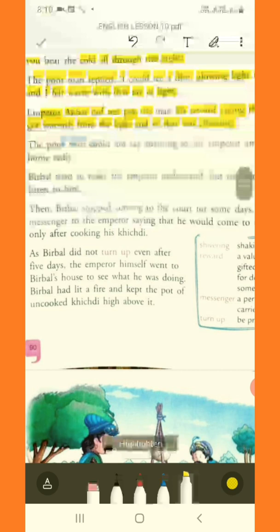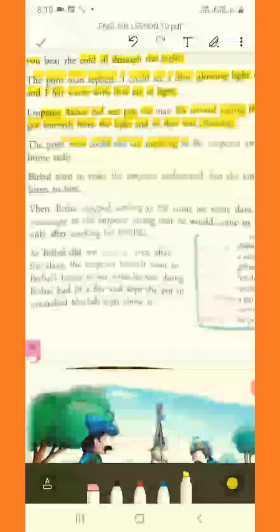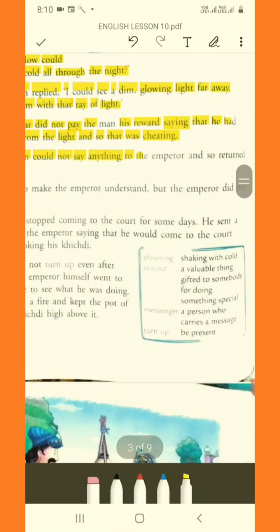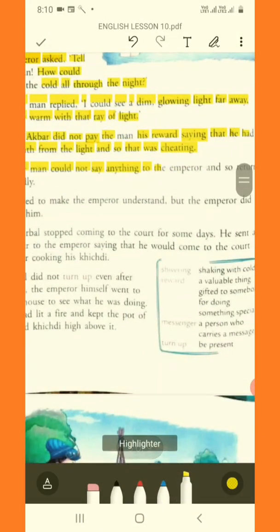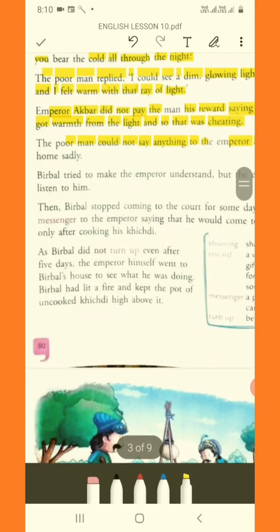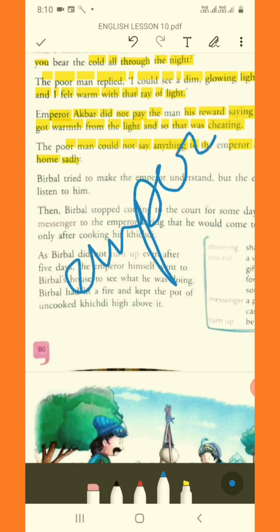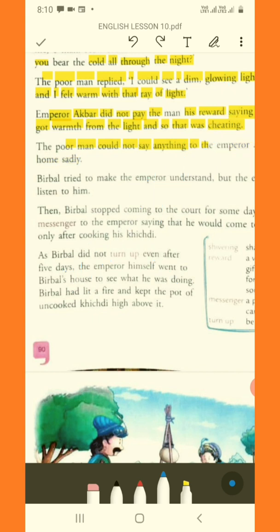The poor man could not say anything to the emperor, and so he returned home sadly. See, emperor means very powerful and strong, and if the man had said anything against the emperor, he would be punished, right? It was very sad, but since he could not say anything, he left for his home in a very sad mood.